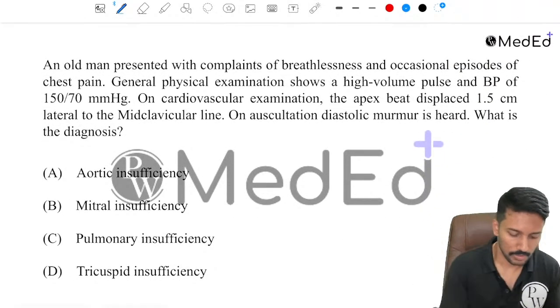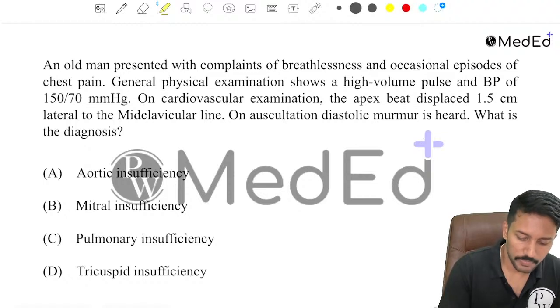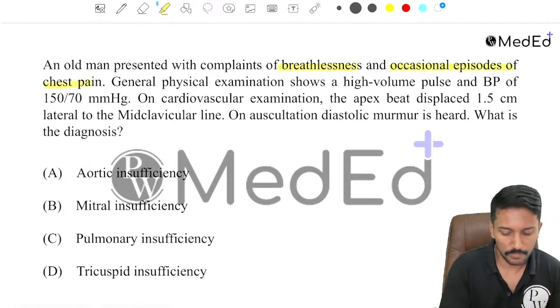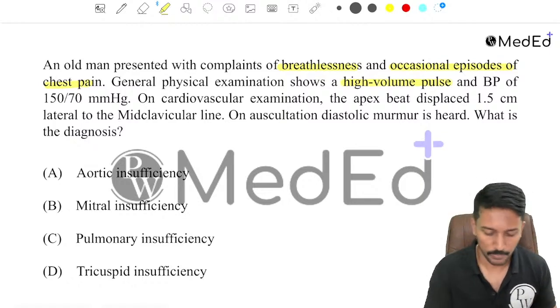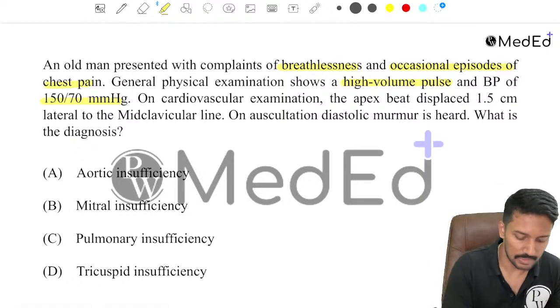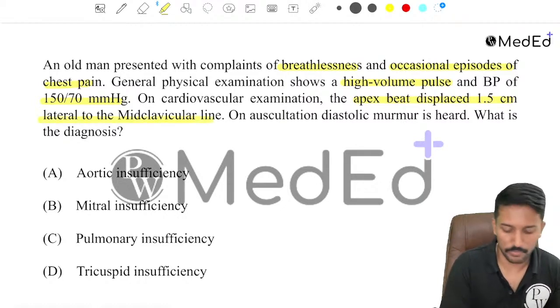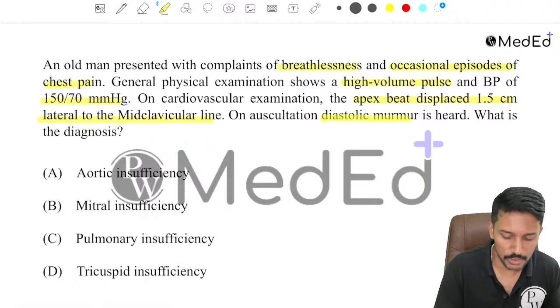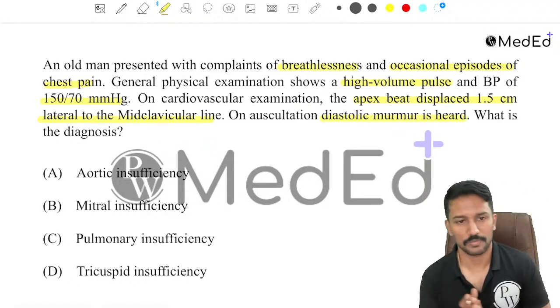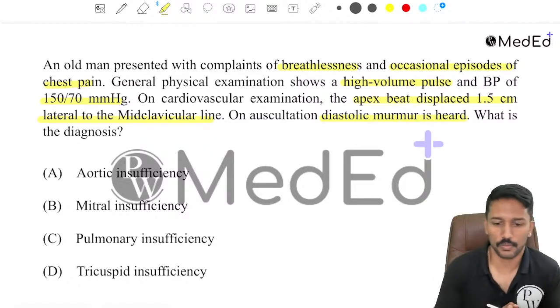Okay, next question. An old man presented with complaints of breathlessness and occasional episodes of chest pain. General physical examination shows high volume pulse. The BP is 150/70. On cardiovascular examination, apex beat is displaced 1.5 centimeter lateral to mid-clavicular line. On auscultation, diastolic murmur is heard. What is the diagnosis?